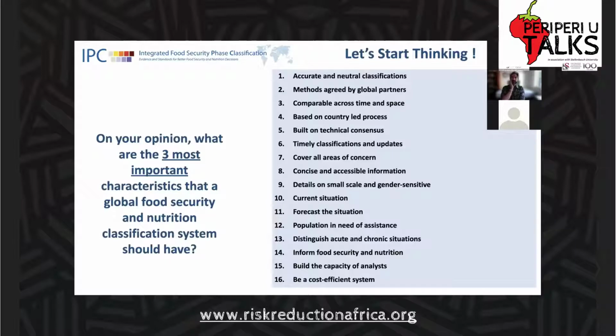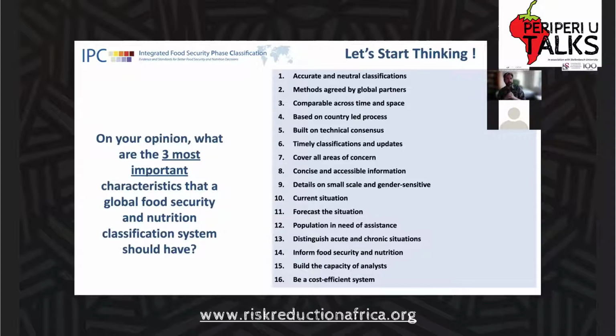And okay, so I thought I'd start with this. When you're thinking about food security and nutrition, and you're trying to determine how serious the situation is, I wonder if you could just look at this list of 16 here and give me a suggestion in the chat box, which one of these 16 you think would be the most important thing to include. If I've missed something on this slide, then please make your own suggestions here.